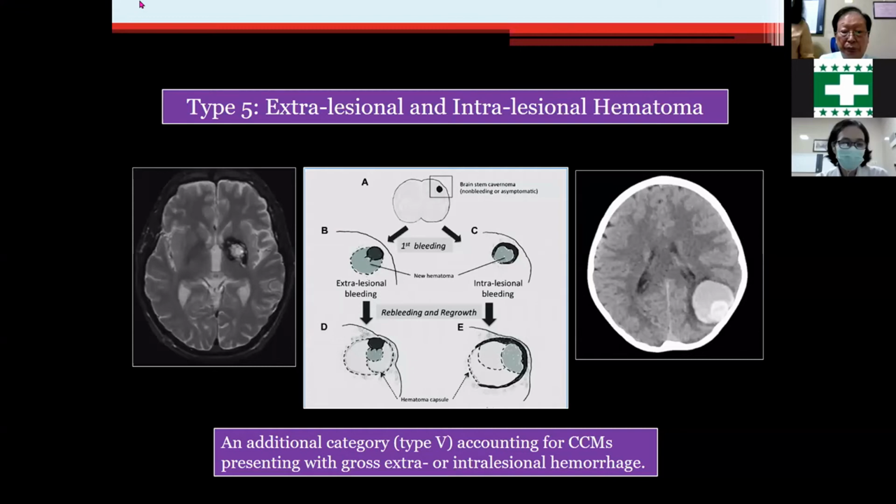Okay, so this is a bleeding that you see in the CT there. You see there's a bright hematoma, acute and very bright in it. Around it there is a subacute bleeding. So that is extra-tumoral bleeding.